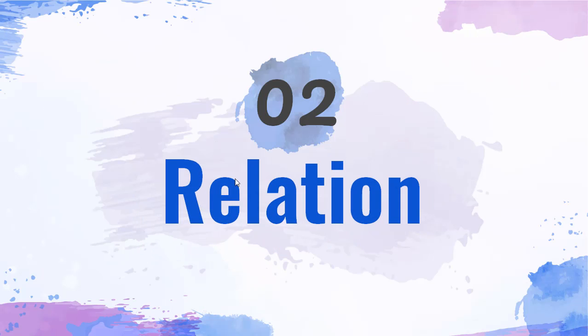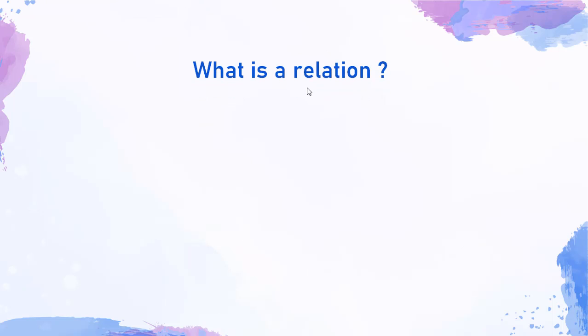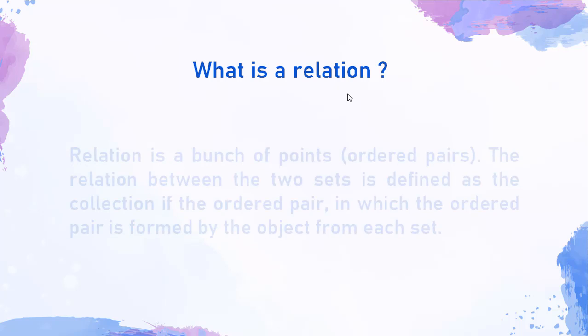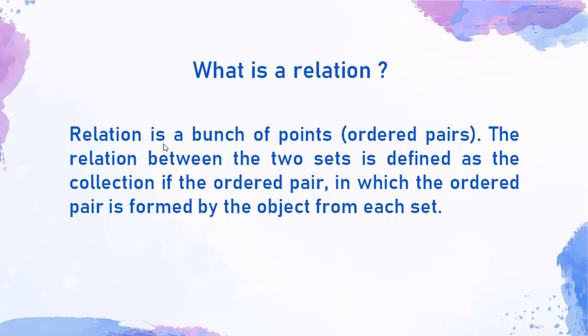Okay, next we will talk about relations. What is a relation? A relation is a collection of points or pairs. The relation between two sets is defined as a collection of ordered pairs, in which each ordered pair is formed by objects from each set.